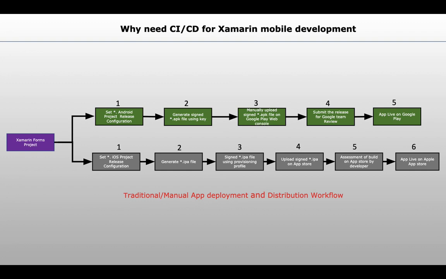Similarly, for iOS, you need to set some values in the Info.plist file, like the version number. That's an important thing for every iteration. Then you need to generate the IPA file. IPA basically stands for iOS App Store Package file. So you need to generate the IPA file, and then you need to sign it with your signing key, your provisioning profile.